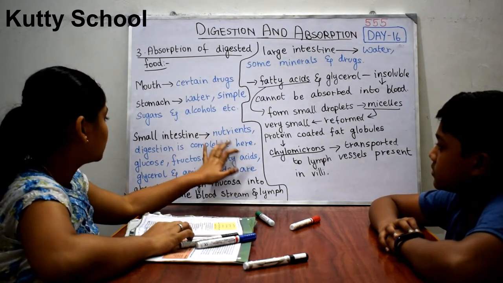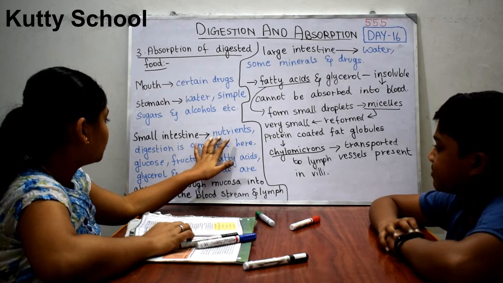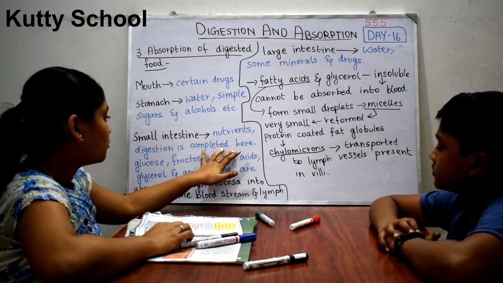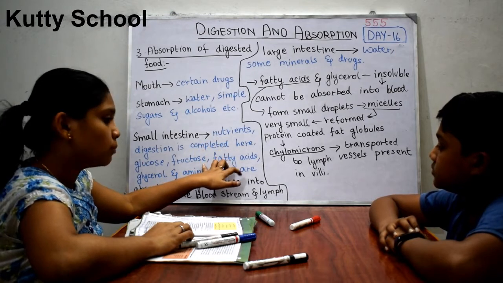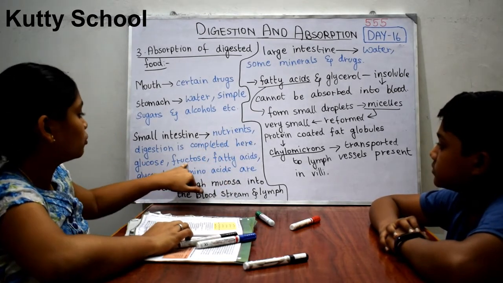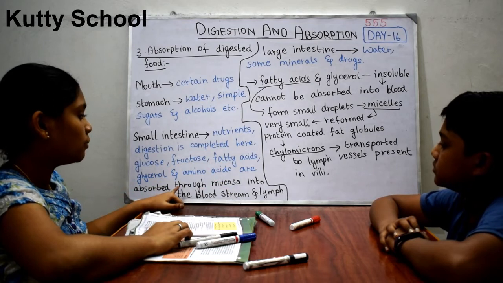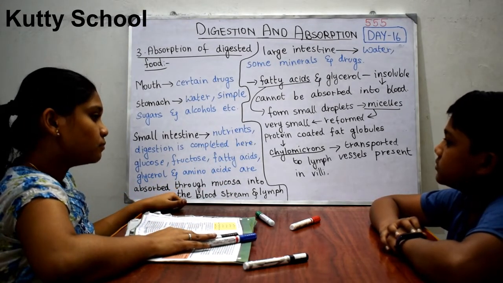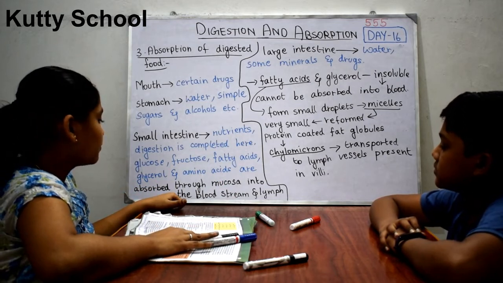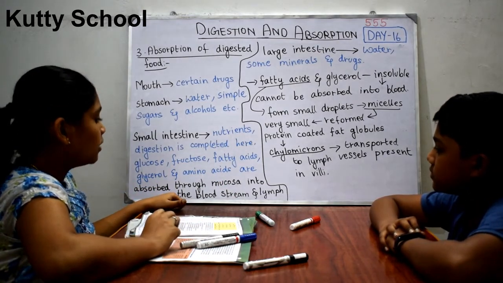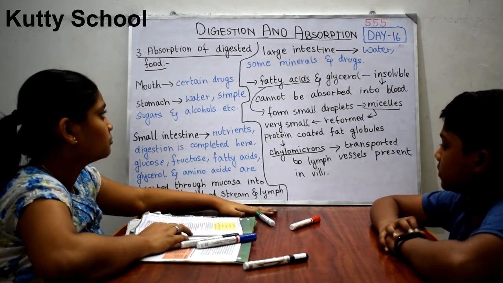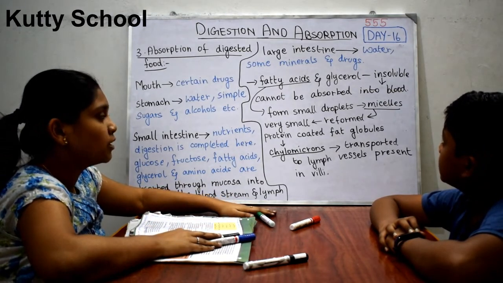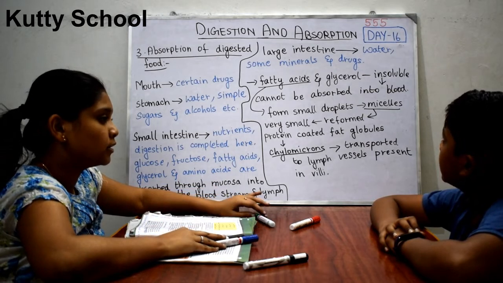So nutrients are absorbed, and digestion is generally completed here. The food particles which are broken down are also absorbed here: glucose, fructose, fatty acids, glycerol and amino acids. These are absorbed through mucosa, which is present in the small intestine, into the bloodstream, and the lymph. Okay. So in large intestine, water, some minerals and drugs are absorbed.